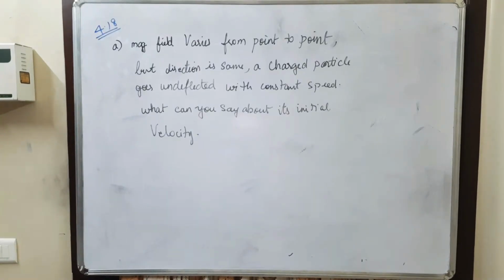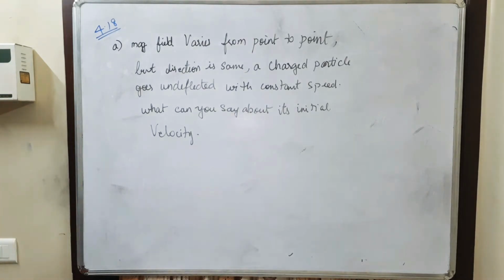Question number 4.18 says that there are 3 sections. The first one, A, goes like this: there's a magnetic field which varies from point to point, but the direction is the same. A charged particle goes undeflected with constant speed. What can you say about its initial velocity?